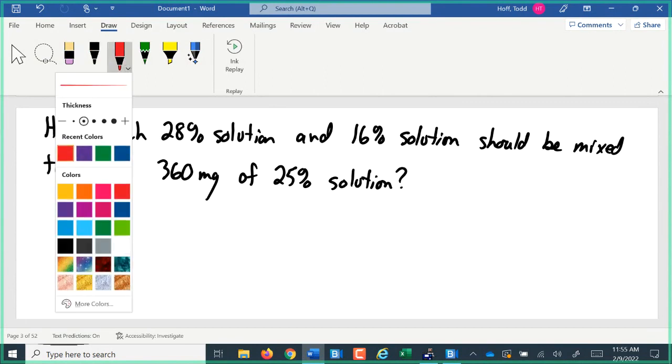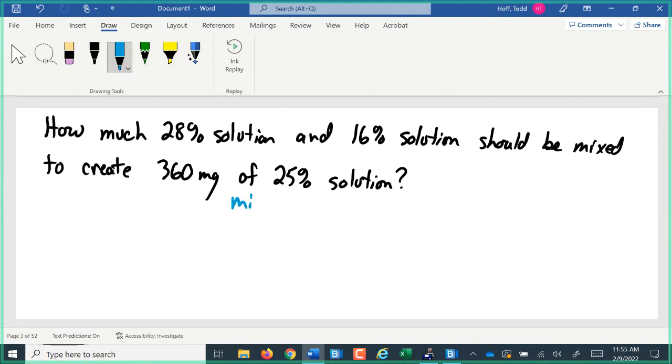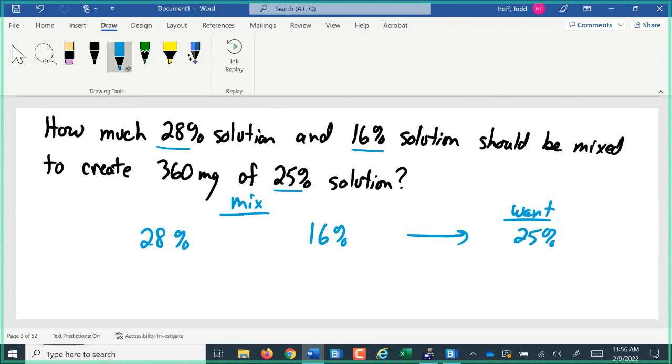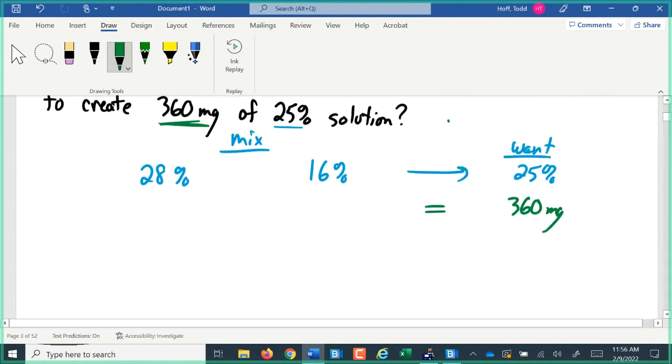So again, we look at what it is we're going to be mixing. We're going to mix 28% and 16%, hoping to create what we want, 25% solution. Looking at the amounts, the only amount we know is the 360 milligrams, and that is our desired amount of the 25% solution. Now looking at this, there are two amounts we're trying to find. We want to know the amount of the 28 and the amount of the 16.